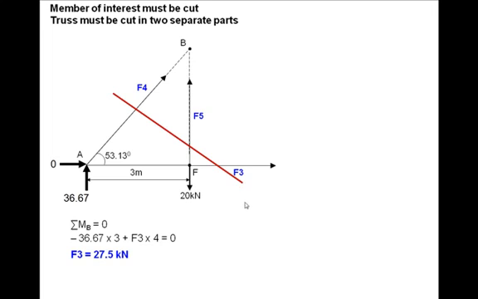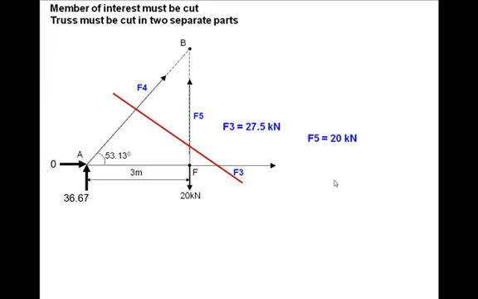Suppose I wanted F5. Then I look at F4 and F3. They pass through A. So I take moment about A. I get it in a single equation. What is that equal to? 20 into 3 and F5 into 3. So F5 itself comes out 20. Great.